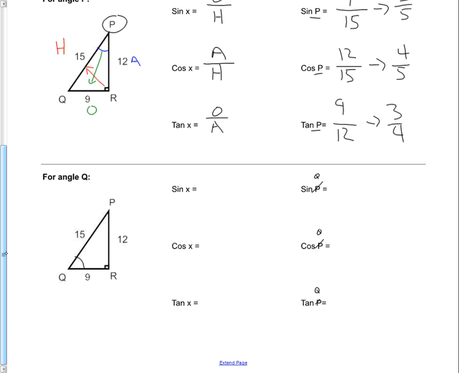First thing we always need to do is label our triangle. In order to label this triangle, you always want to start with where the hypotenuse is. The hypotenuse is across from the right angle, so this is still our hypotenuse. It's the longest side of the triangle. We want to label our opposite side. Now because we're looking at angle Q, the side opposite of angle Q happens to be 12. And then finally the last piece is going to represent our adjacent side.